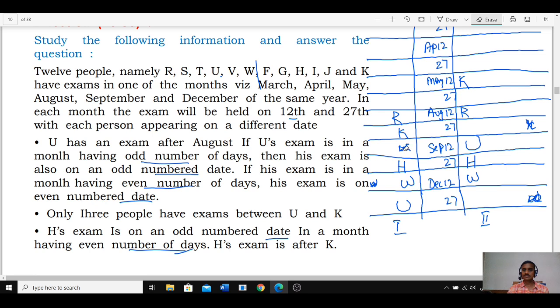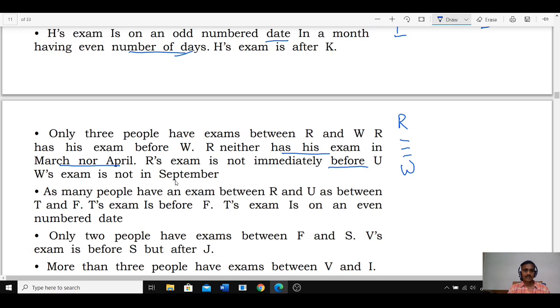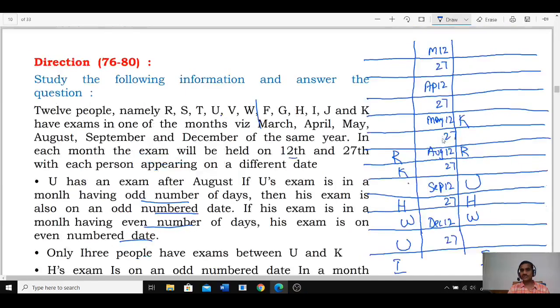Next one. R and W. As many people have an exam between R and U, the same number are between T and F. Between R and U, how many persons are there? 1, 2, 3, 4 persons. So he said there must be 4 persons between T and F also.